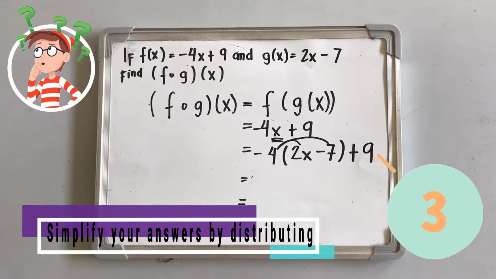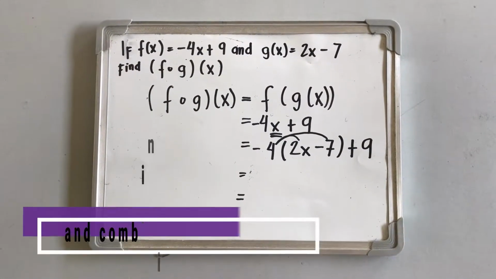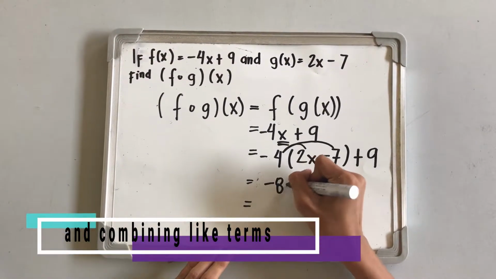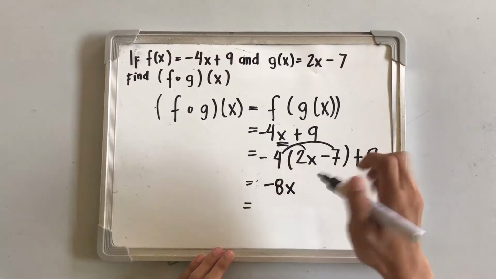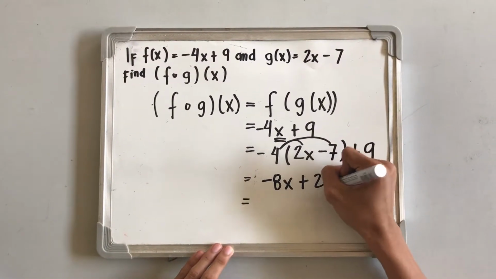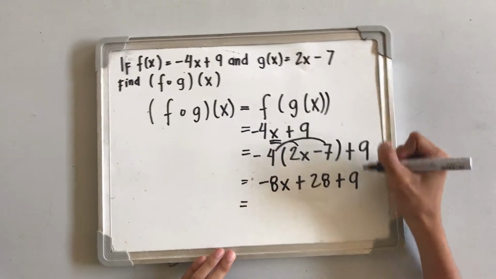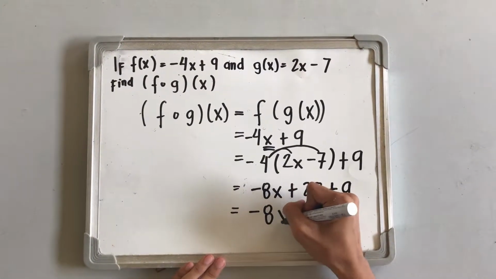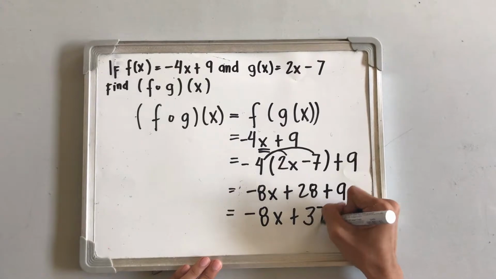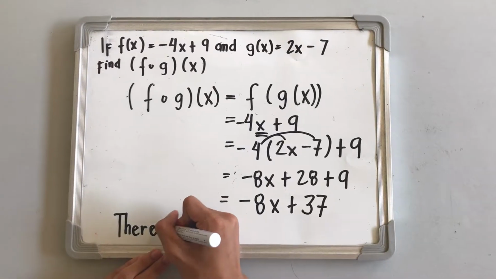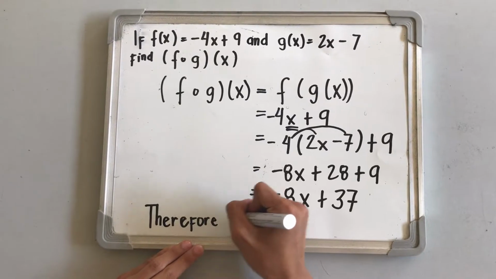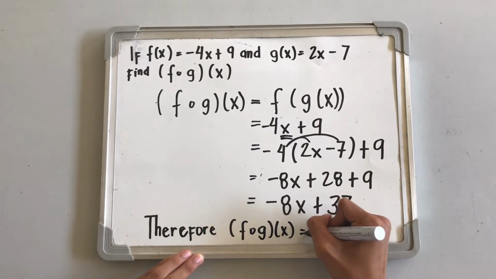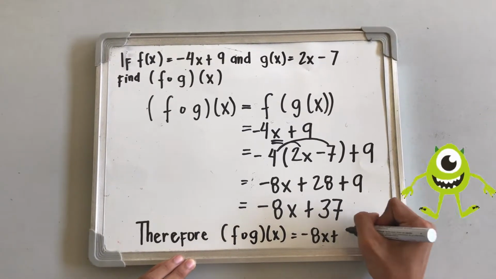Lastly, we will simplify the answer by distributing and combining the like terms. Negative 4 times 2x is equal to negative 8x, and negative 4 times negative 7 is equal to positive 28. After combining like terms, which is positive 28 plus 9, the answer is equal to negative 8x plus 37. Therefore, (f ∘ g)(x) is now equal to negative 8x plus 37.